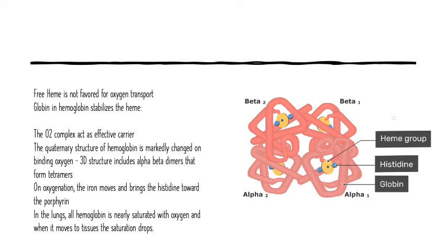On oxygenation, the iron moves and brings histidine towards that porphyrin. And in the lungs, all hemoglobin is basically saturated with oxygen, and then when it moves to the tissues, that saturation then drops. So in the picture there on the right, you can see the betas and the alphas. The betas are there at the top and the alphas are there on the bottom within that structure, and we can also see that heme group, that histidine connected there, and then the globin.